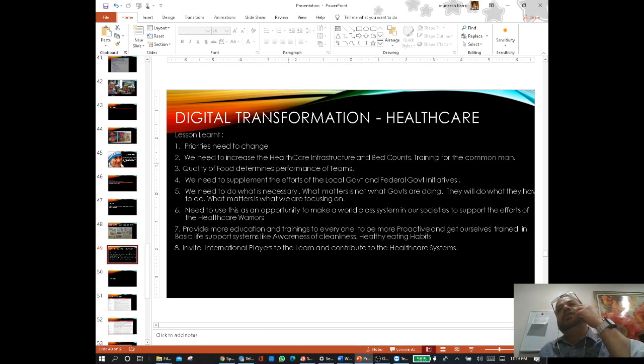What matters is not only what the governments are doing, because they will do what they are going to do, but what we as individuals and as professionals are doing, whether we are able to learn about healthcare, and whether we are able to adopt new systems which can really help us get better in terms of our health as well as the health of other people. Then we need to use this as an opportunity to invite more international players to learn and to contribute to the healthcare systems. When we say international players, we basically need to have.